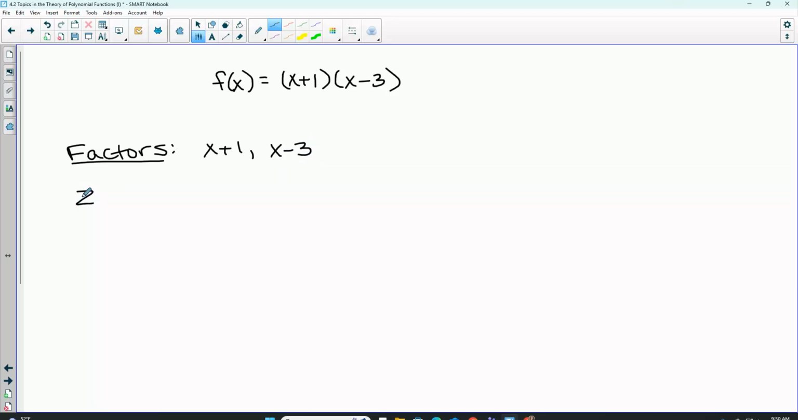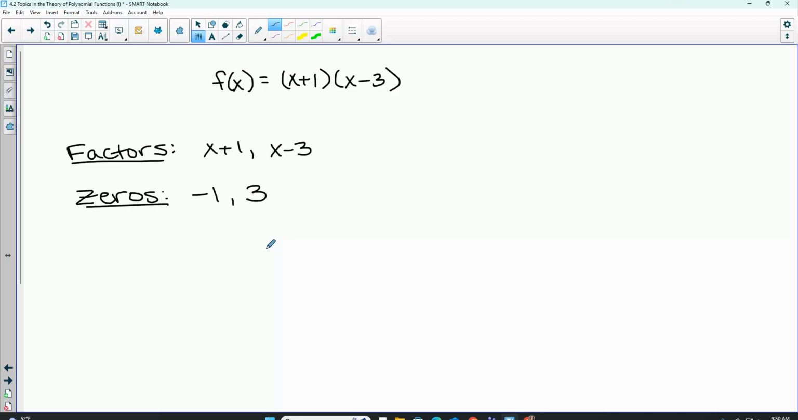What are the zeros? Yes, the zeros are the numbers that make it equal 0. So if I ask you for factors, that has an x. If I ask you for zeros, that is just a number.